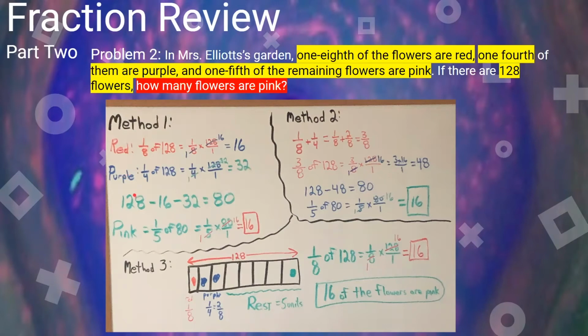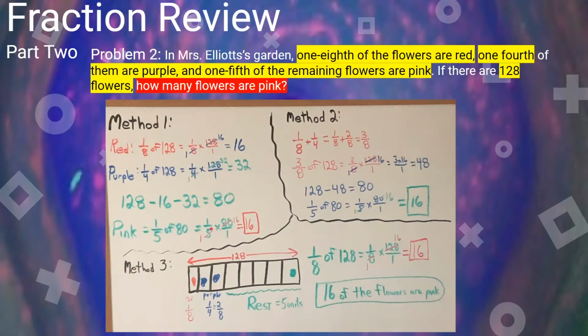So now we know there's 128 flowers total. We want to subtract the red ones and the purple ones, and that gives us a total of 80. But are we done? No, because our last question was only 1/5 of the remaining flowers are pink. So what do we do now? Now we have to look at 1/5 of 80. That's what's going to tell us, 80 was the remaining flowers, and 1/5 of 80 is going to tell us how many were actually pink.